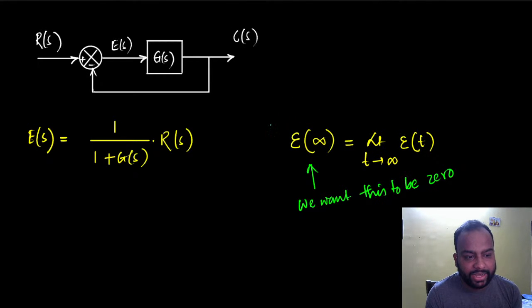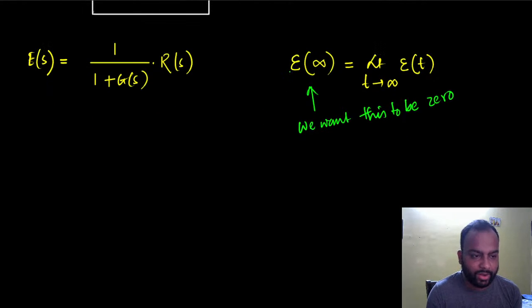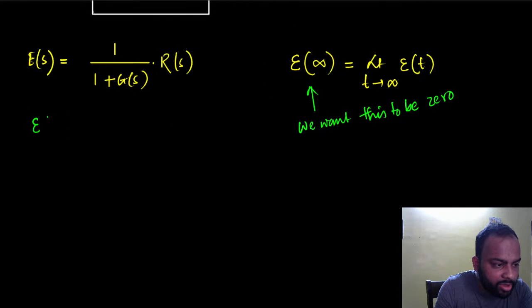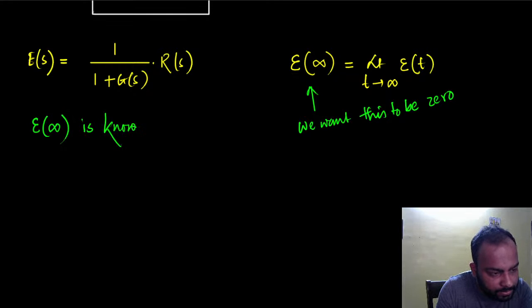So E infinity is known as the steady state error. This is the error when the system has reached steady state. Again, I am considering the system to be stable, otherwise there would be no question of steady states at all, right? So this E infinity is known as the steady state error.